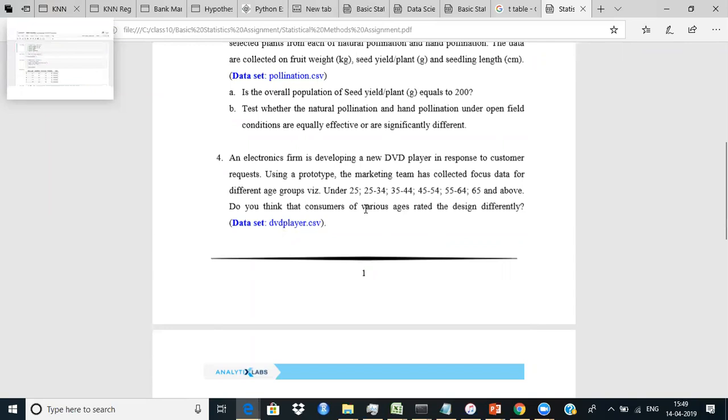You want to compare if the average rating for each segment are equal or if at least one of them is not equal.